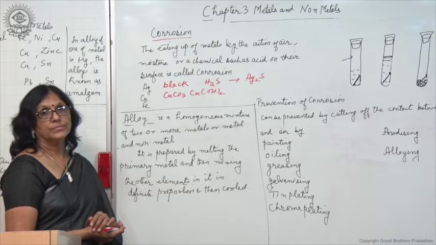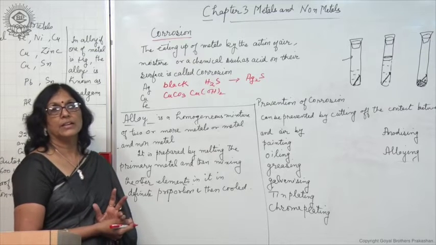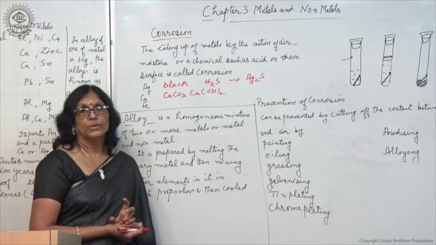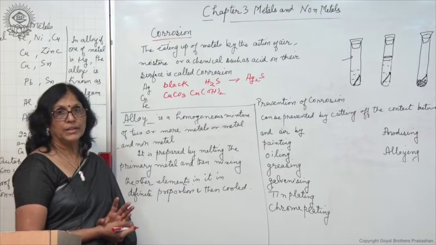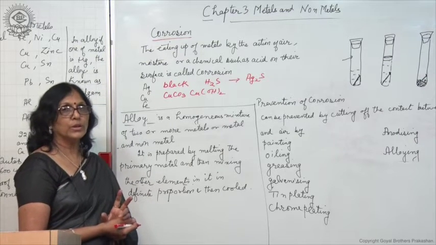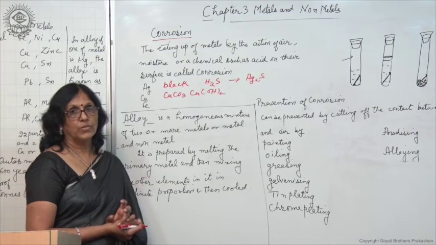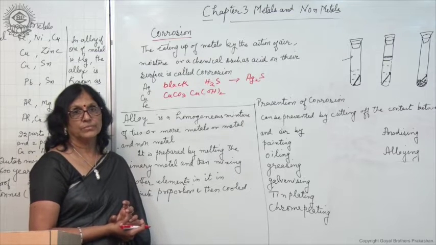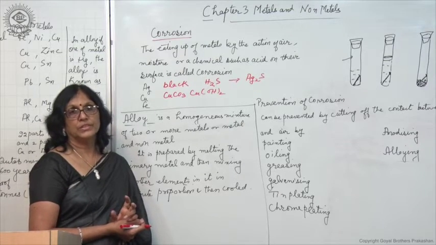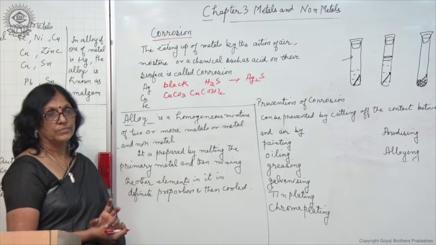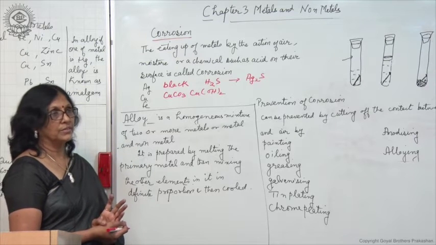Also iron nails, iron objects, iron grills, iron doors, you must have seen if they are not properly painted, also get covered by a brown flaky substance, and all of you know it very well. It is called iron rust. It is also called rusting of iron.